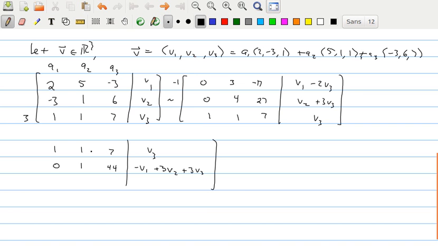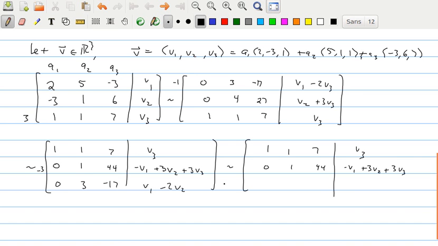And then we can just move the top row to the bottom row. So 0, 3, negative 17, v1 minus 2v2. So this is where we are so far. And we can clean this out by multiplying the middle row by negative 3 and adding it to the bottom. So this gives us 117 v3. And then our middle row is 0, 1, 44, and then this mess of v's.